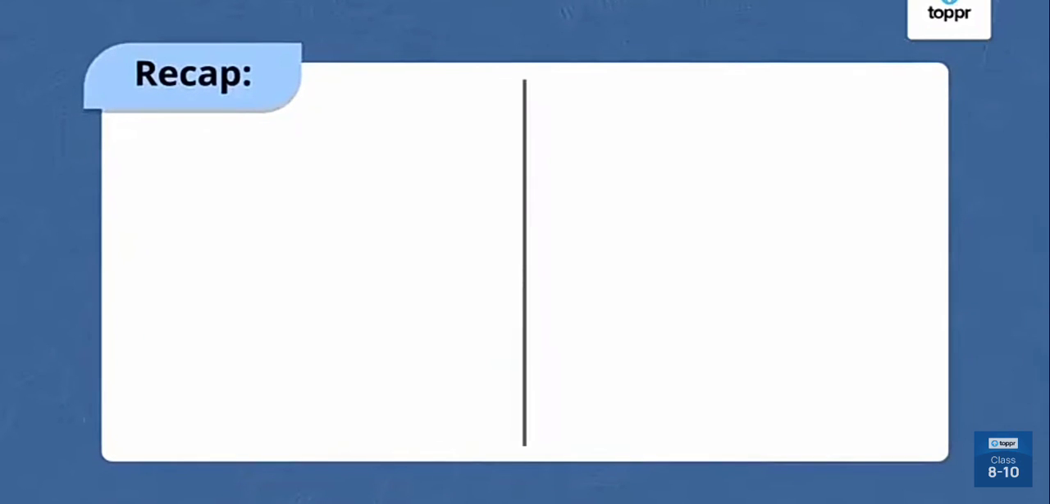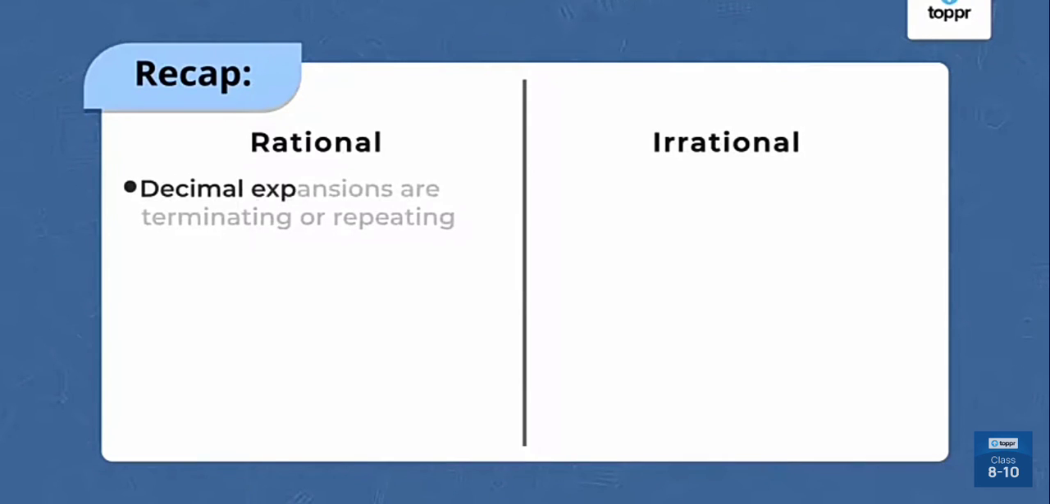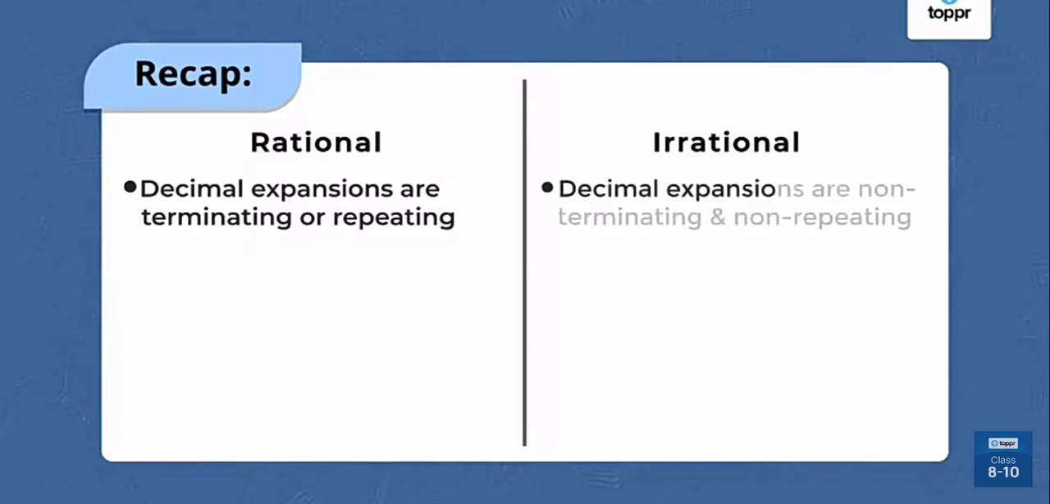Hope you liked today's video and understood what rational and irrational numbers are. Let's now do a quick recap of everything we've learned. We learned that numbers can be divided into two categories, rational and irrational. All the numbers whose decimal expansions are terminating or repeating are called rational numbers. All the numbers whose decimal expansions are non-repeating are called irrational numbers.